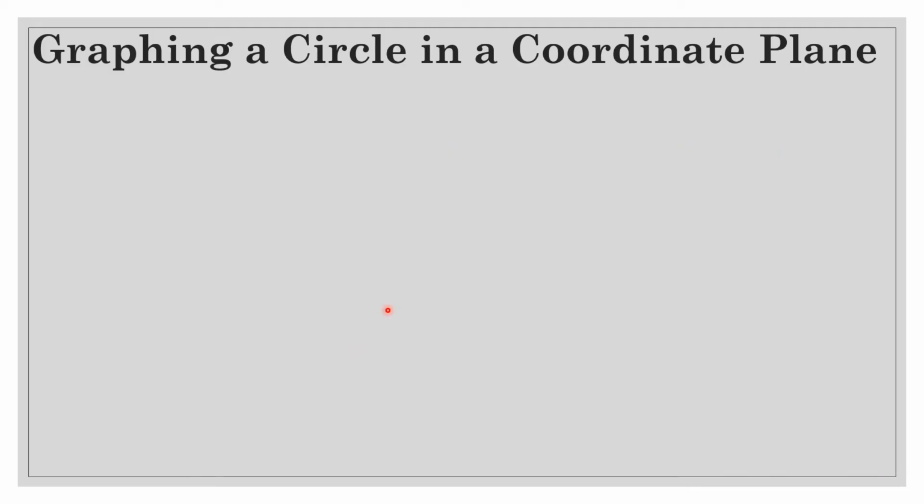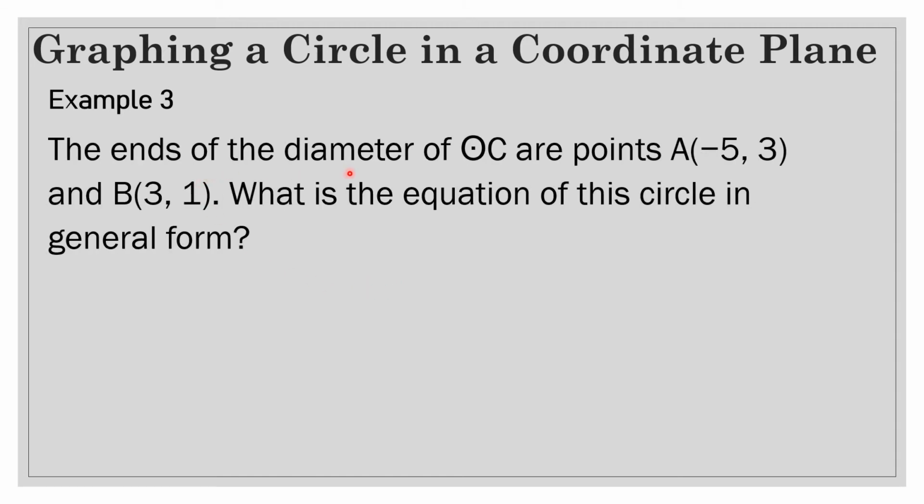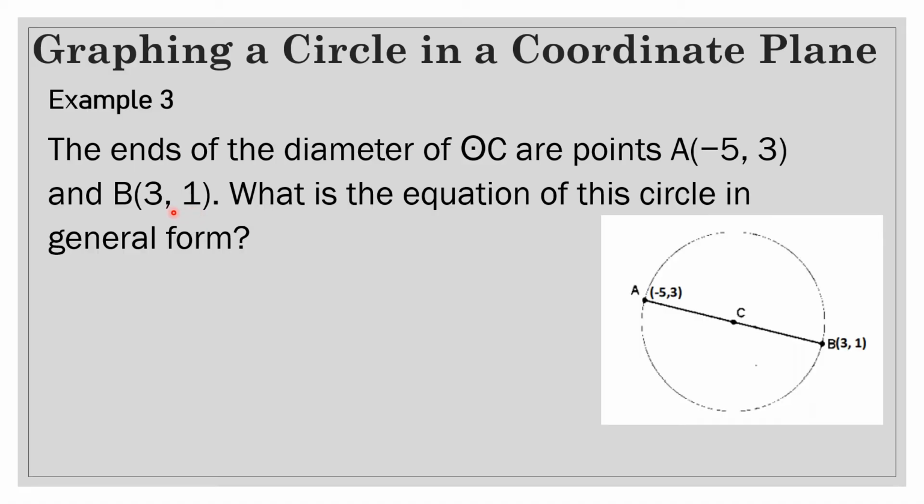Let's have another problem about circle. Example number 3: the ends of the diameter of circle C are points A(-5, 3) and B(3, 1). What is the equation of this circle in general form? So, una natin gagawin, hanapin natin yung ating center since yung ating given is endpoint of the diameter lang. So, una, plot muna natin yung ating circle. Ito yung ating circle, ito yung endpoint ng diameter, yung point A, tsaka point B.